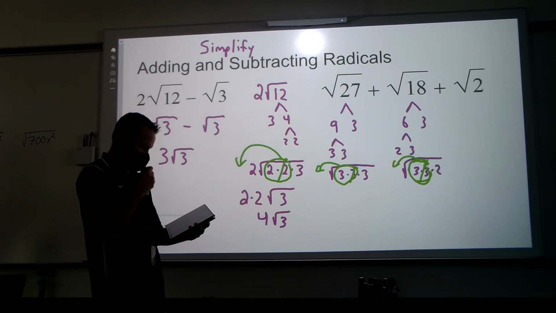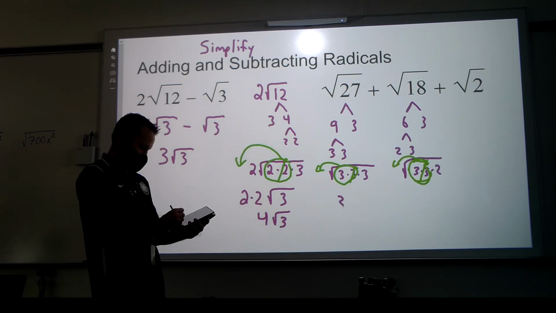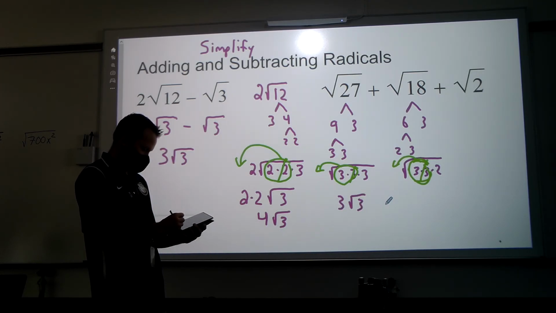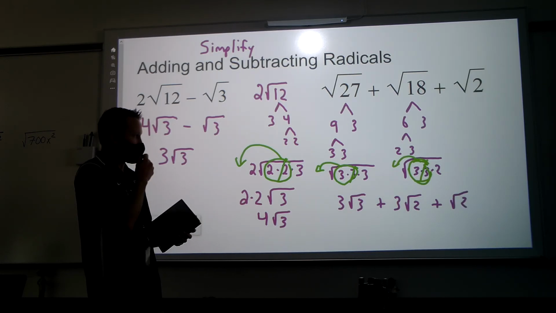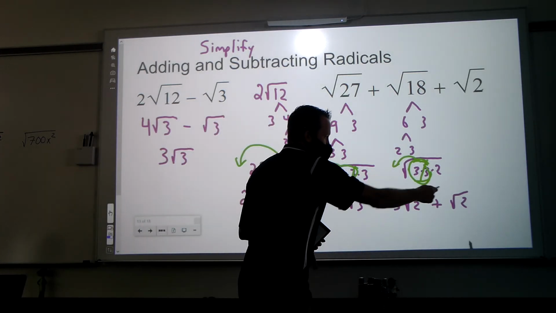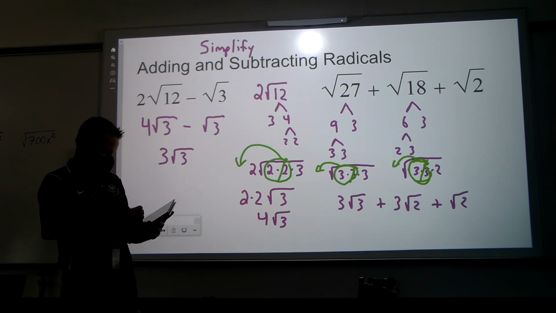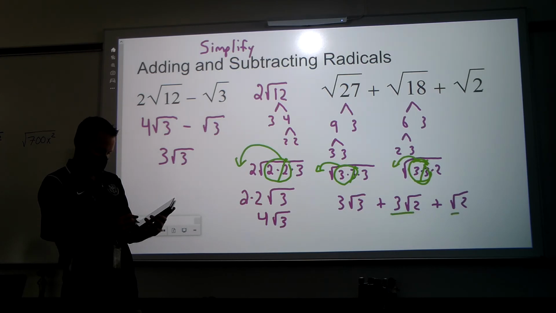Okay, so for the 27 group, what did you guys get it simplified to? 3 square roots of 3. For the square root of 18 group, what did you guys get? 3 square roots of 2. And then lastly, we have a square root of 2 just hanging out, okay? So then, which of these can we combine? 3 square roots of 3 plus 3 square roots of 2 plus 1 square root of 2. There we go. So I'm going to rewrite this one like that.